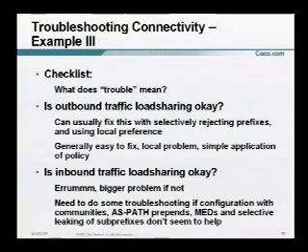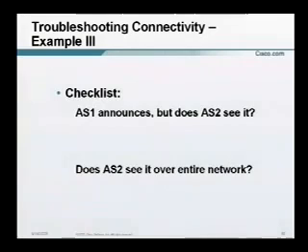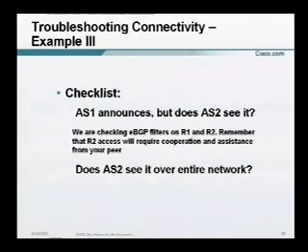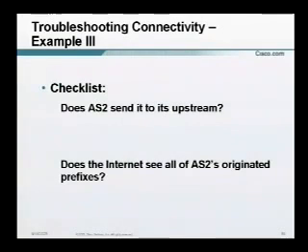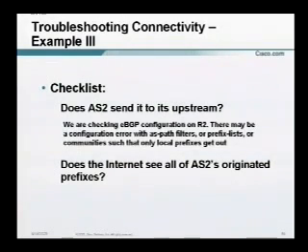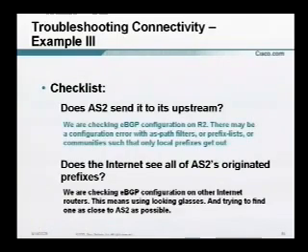You can do AS path prepends, and you can fiddle around with communities and MEDs and leaking sub-prefixes and all the rest. Standard multi-homing practice, configuration practice. But if they do nothing, then you've got to look deeper. AS1 announces, but does AS2 see it? Checking the filters. We're working through the checklist again. Same checklists. Does AS2 send it upstream? Checking configuration.